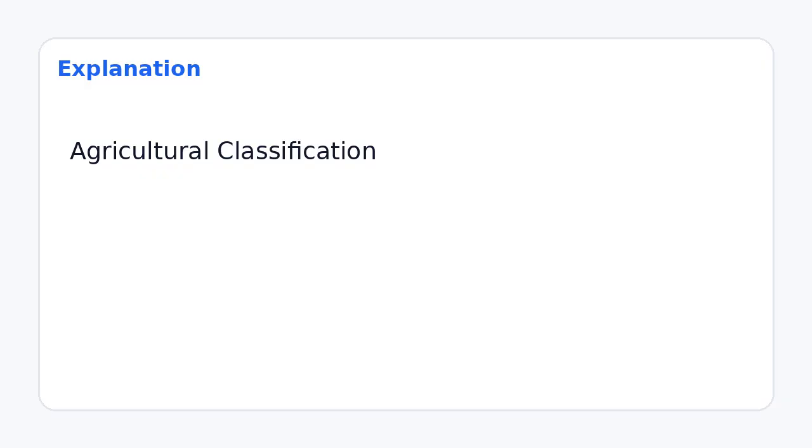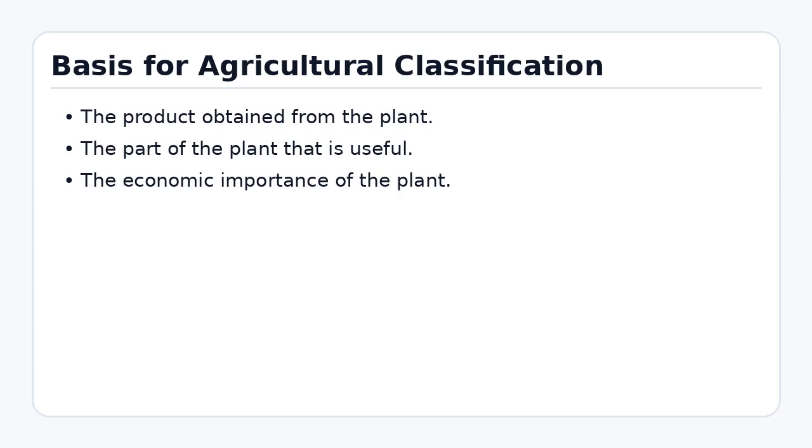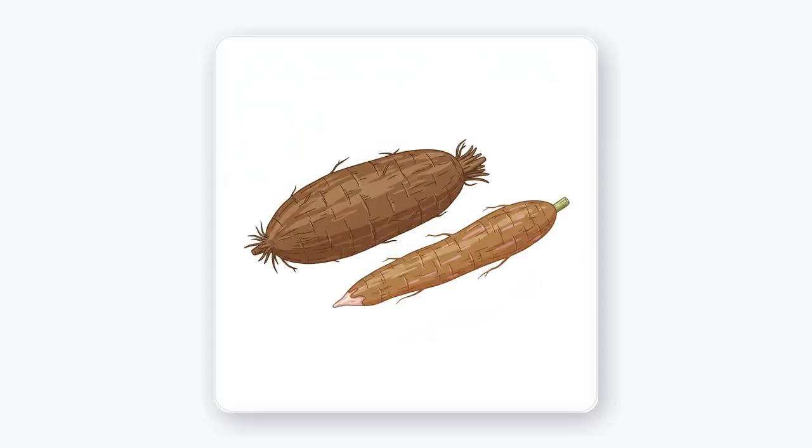Next, we have agricultural classification. This is a practical method based on how we use plants. This classification considers the product we get from the plant, the specific part that is useful to us, and its overall economic value. For example, root crops like yam and cassava store starch in their edible underground roots or stems.